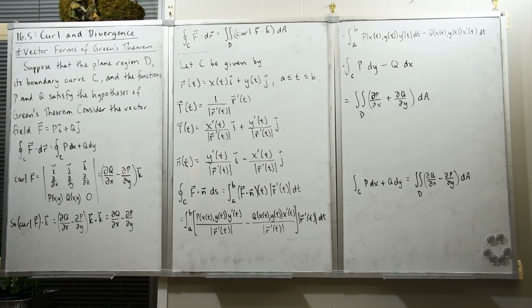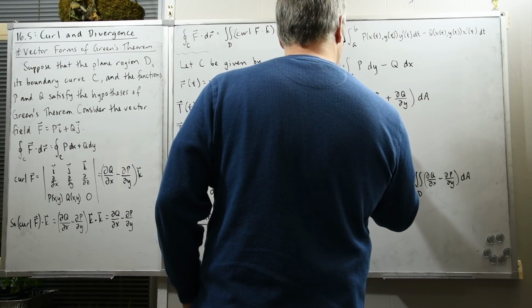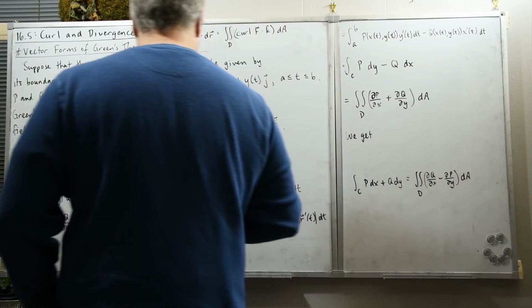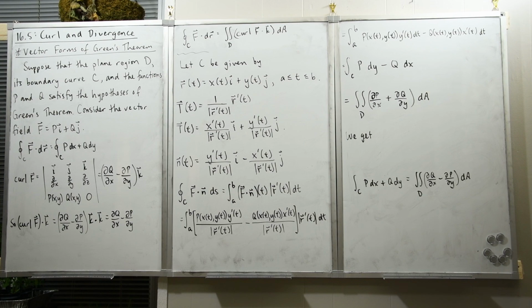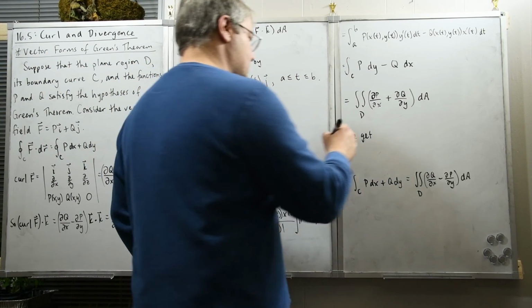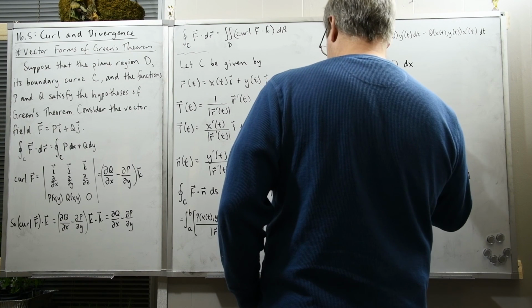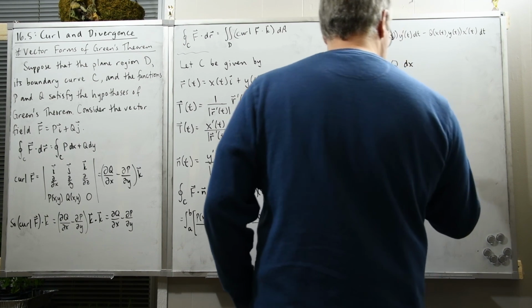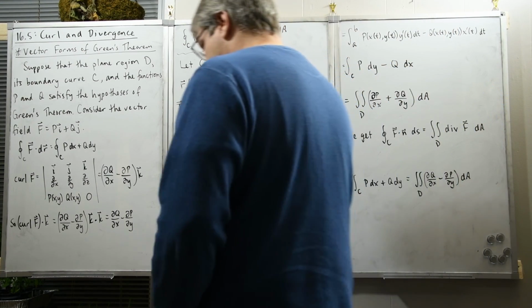But partial p with respect to x plus partial q with respect to y is the divergence of f. And so what we get is that this line integral of f dot n along C with respect to arc length is equal to the double integral over D, divergence of f, dA.